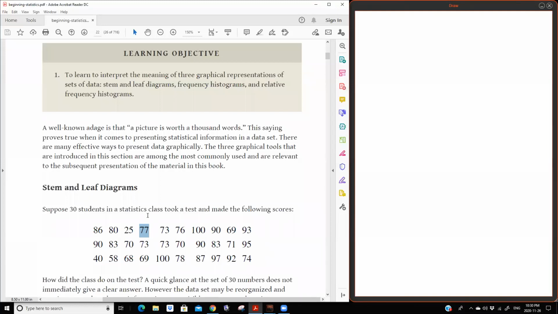You don't get a lot of information just by looking at a table of numbers, but you can easily rearrange this table of numbers and create a simple plot from that, which gives you a lot more information. So let's find the smallest number here. There was one person who got 25. I think that's probably the lowest grade, and the highest grade was 100.